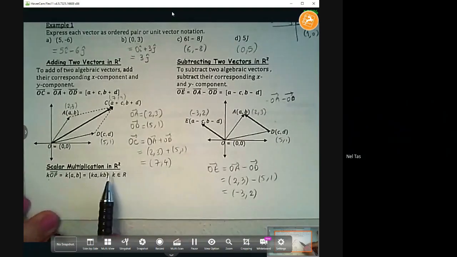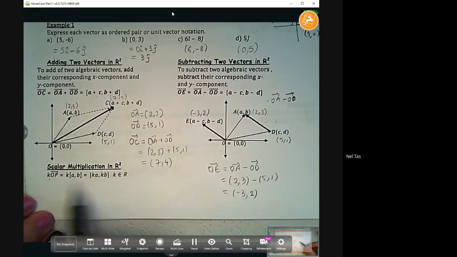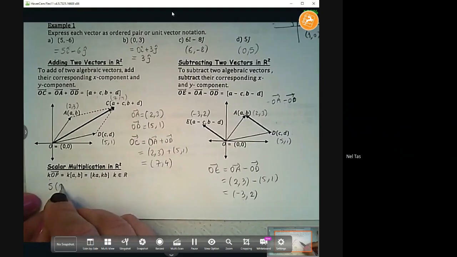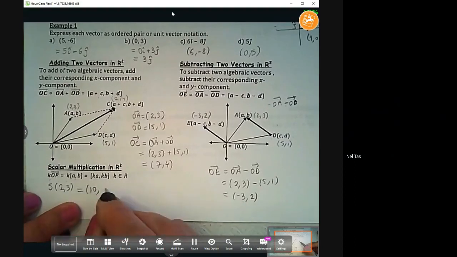Scalar multiplication in R2. Let's say we have k times vector OP. Say the coordinates of OP are A and B. Then you can multiply each coordinate by that k, which is a constant, to get that vector. Let's give an example: 5 times the vector (2, 3) gives you 5 times 2, which is 10, and 5 times 3, which is 15.